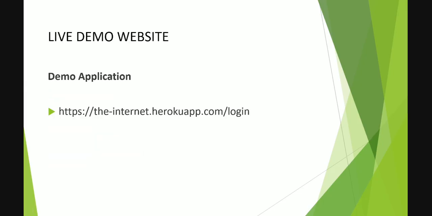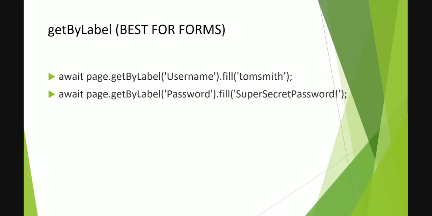So we have this demo application. First, let's understand locators. We have getByLabel. It is the base for forms. We can use await page.getByLabel username, and then we can fill the username value. Also the same for the password: getByLabel dot fill and then password. getByLabel locates input fields using their visible label text. This is the best locator for forms because it matches how a real user interacts with the page.